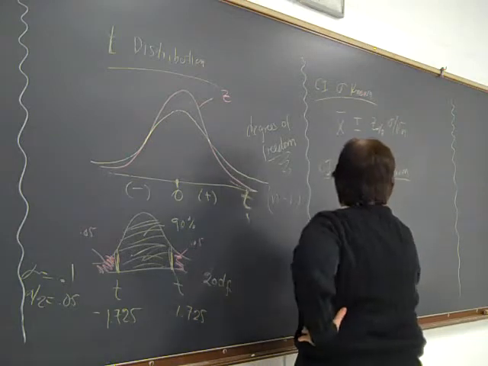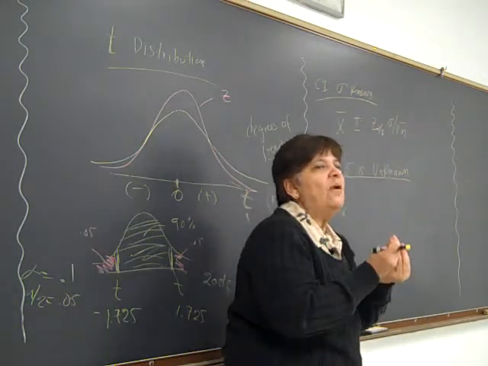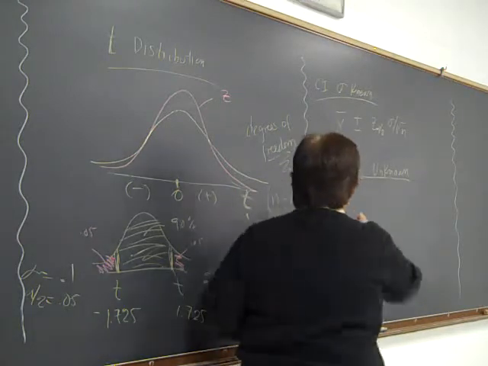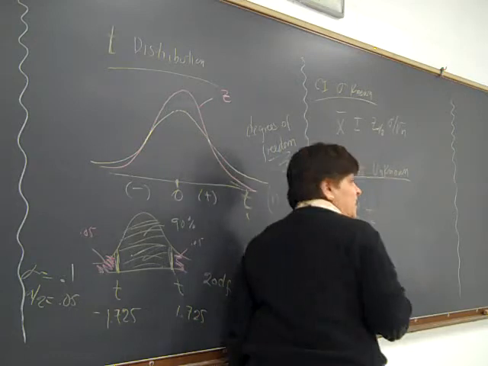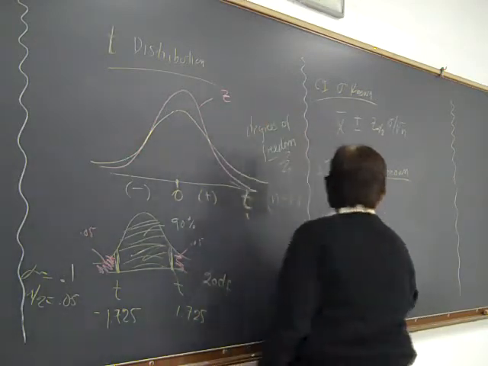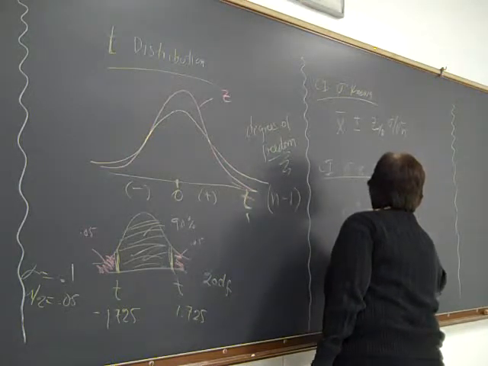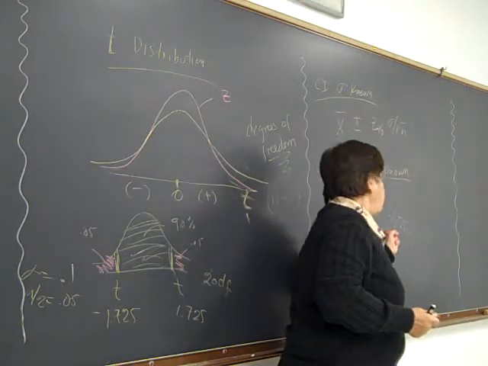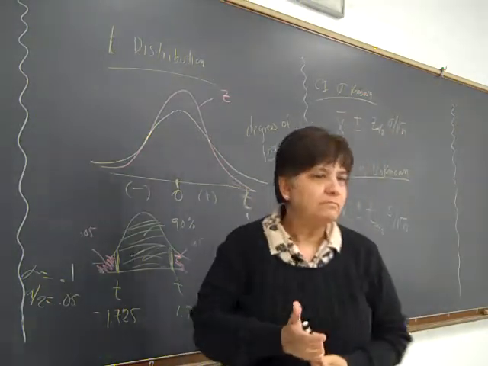And you will realize that the two formulas are very similar, because we're going to use x bar plus or minus t, the t distribution of alpha divided by 2, times s over the square root of n. So instead of z, we're using t, and instead of sigma, we use s.